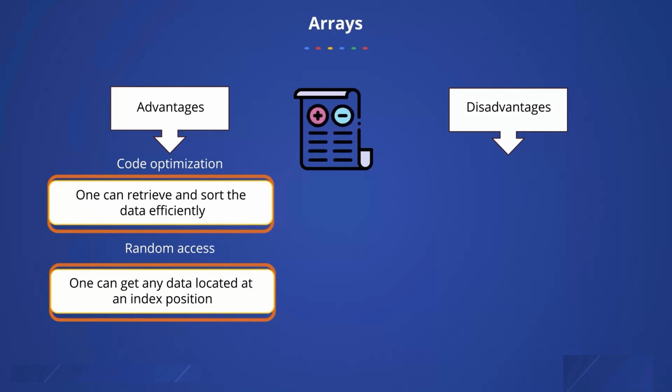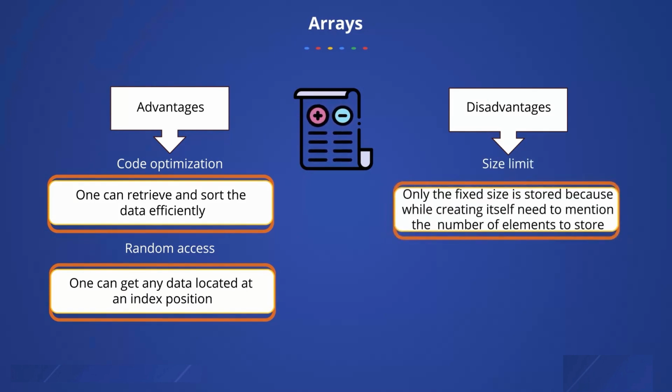Now coming to disadvantages, the first disadvantage is the size limit. You can store only a fixed number of elements, because when you're creating the array itself, you have to mention how many elements you're going to store. Even though we say it's a dynamic object that gets created dynamically, you have to declare the size beforehand so that the compiler knows how many elements you're going to create. So that's one con, I would say, or disadvantage.